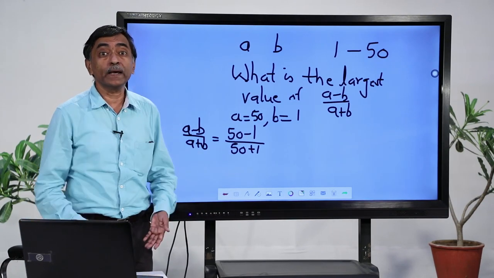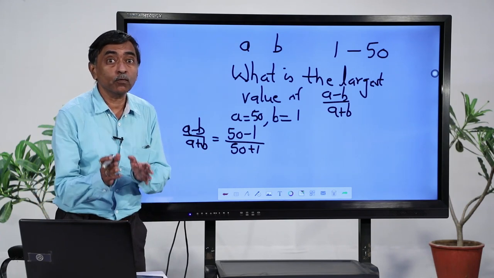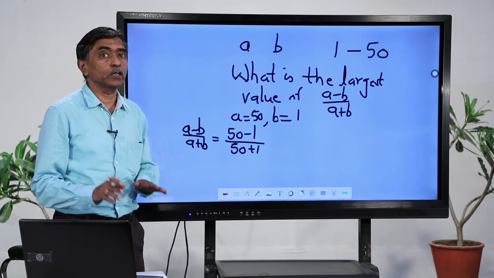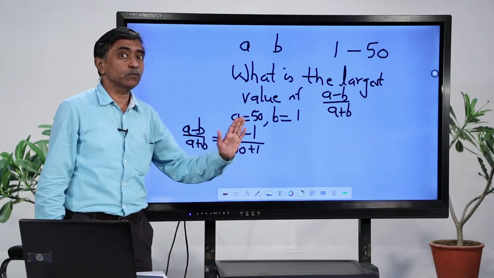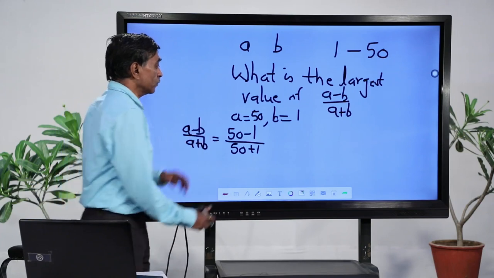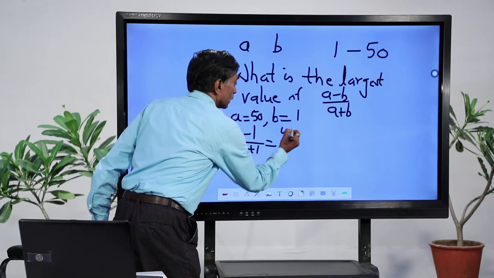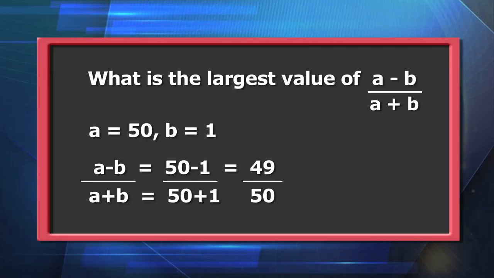You know how to compare rational numbers. You know how to compare fractions. Try to see about their denominators. Try to make them equivalent fractions. You will get the difference and see what pattern it follows. Now, here I find that this particular thing is nothing but 49 upon 51.